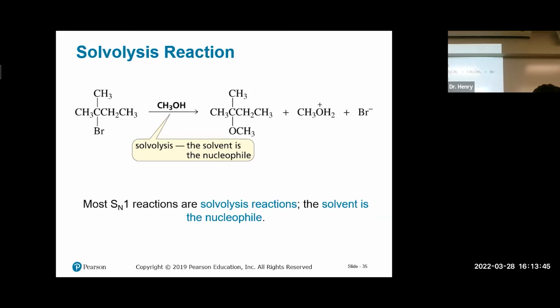So in most of the SN1 reactions, the solvolysis reactions, that basically means that the solvent is going to be acting as our nucleophile. In SN1, in most cases, our solvent is going to be doing the job for us. In the case of water, that's exactly what happens. It's going to go through that process.